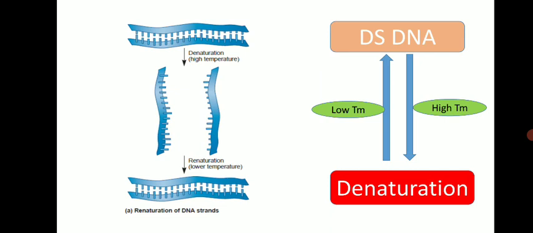This reaction of denaturation as well as renaturation acts in equilibrium and is dependent upon temperature. If you provide high temperature, the double stranded DNA structure gets denatured, it melts, and if you cool that denatured DNA, it will renature once again to form double stranded DNA. So renaturation and denaturation operate in cycles and are dependent upon temperature.